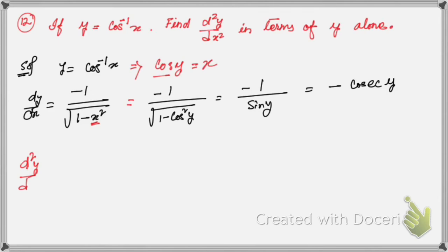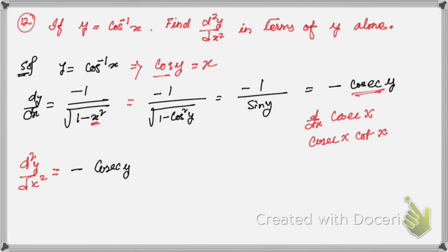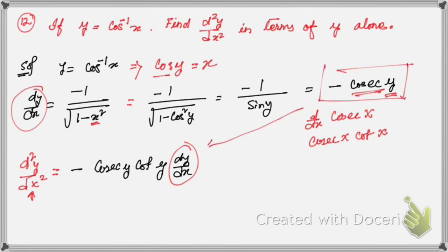If you differentiate it again, you will get the second order derivative of y. The derivative of cosec x is minus cosec x cot x. So here it is y, so we will get minus cosec y cot y, then the derivative of y again, dy by dx, is equal to, we know, minus cosec y again. If you put that here, then you will get minus cosec square y cot y. So this is our result.